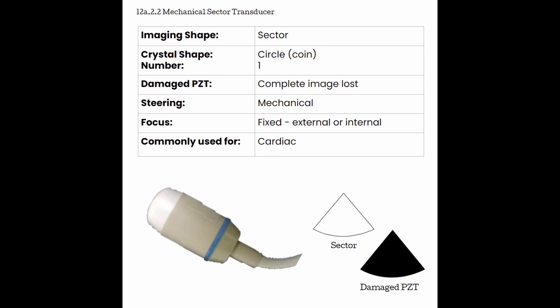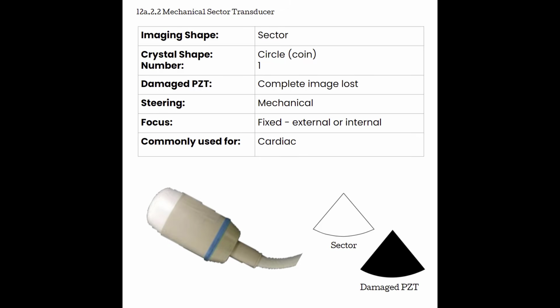The next type of transducer, this is an important one, is the mechanical sector transducer. Now the mechanical transducer is going to create a sector shape. So remember that has the pointy top with the curved bottom. The crystal found within the mechanical transducer is circular, kind of coin shaped, and there is only one of them. So if that one PZT crystal becomes damaged, we are going to completely lose the image. That one crystal is attached to a motor. So because this is a mechanical sector transducer, the steering is mechanical on this.